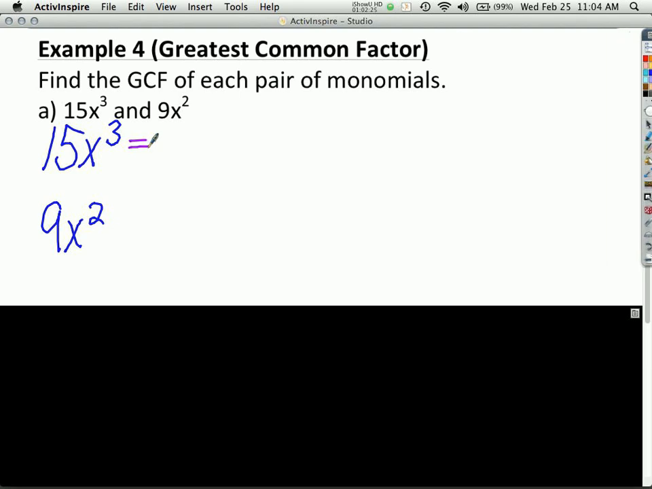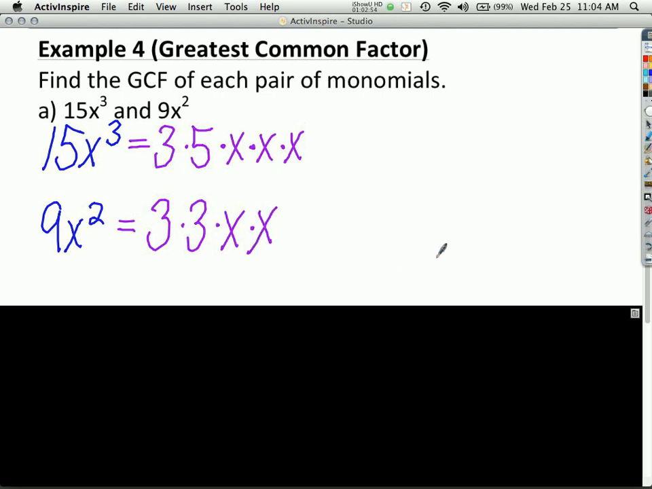And the reason I'm not giving you a minute is because mentally it's not hard. Tyler? 5 times 3 times x times x times x. Very good. So we'll start from lowest to biggest, times x times x times x. Now do the same thing for 9x squared. What does it come out to? Paige? 3 times 3 times x times x.